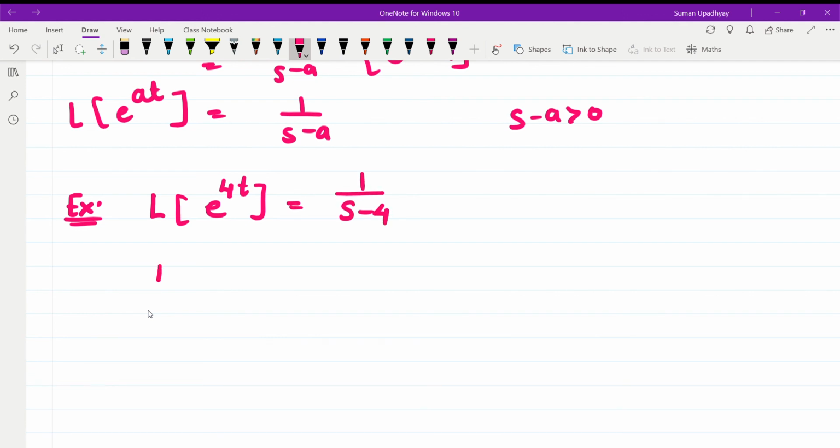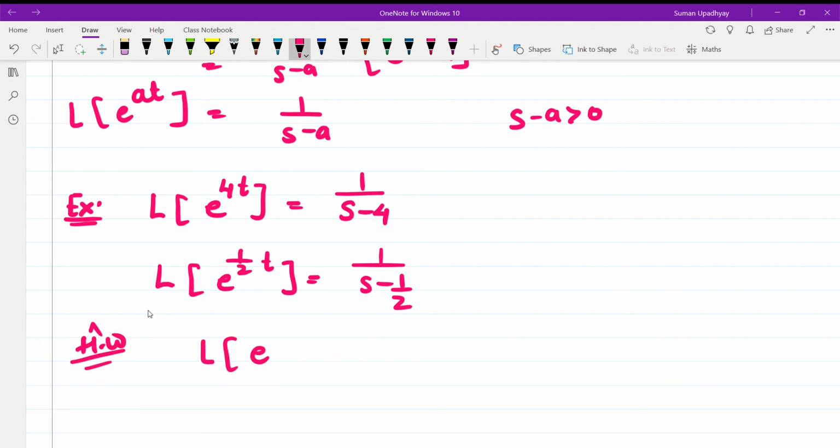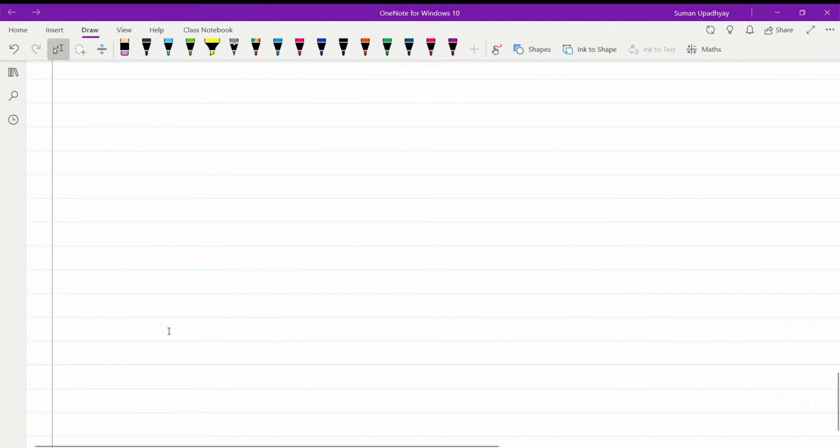Alright. Now we can also be given e raised to half t. So its answer is going to be 1 upon s minus half. So these are the Laplace transformation of e raised to at. Now I'm giving you all to find out the Laplace transformation of e raised to minus at. Alright. So this is your task to find out the Laplace transformation of e raised to minus at.